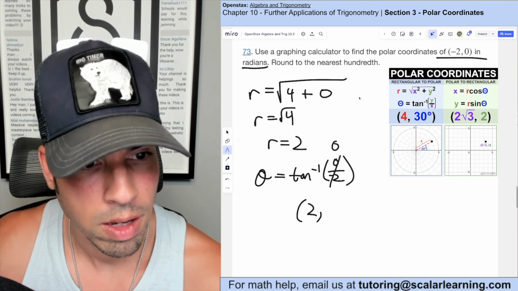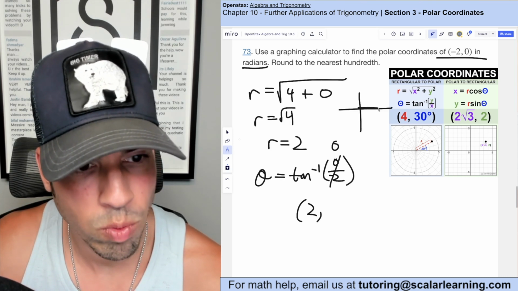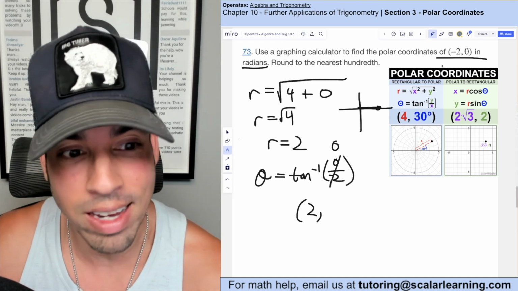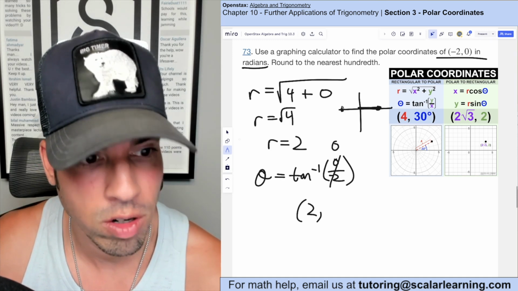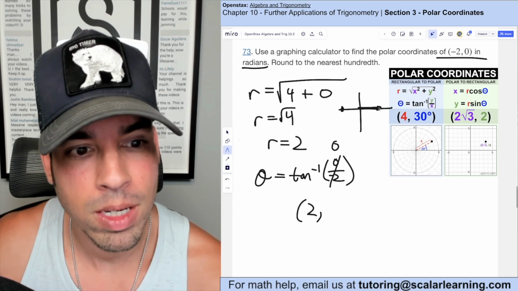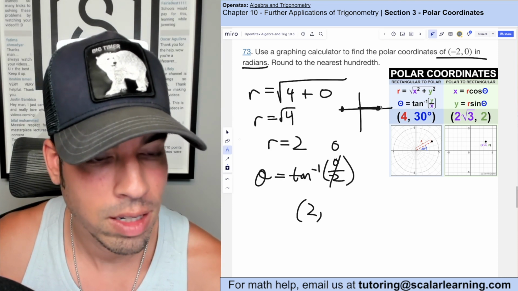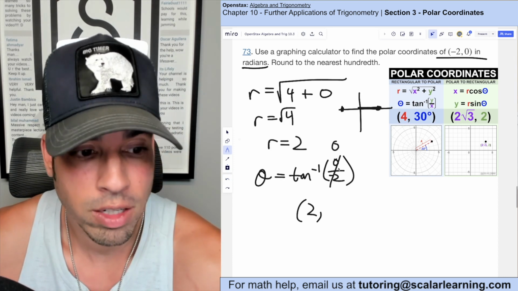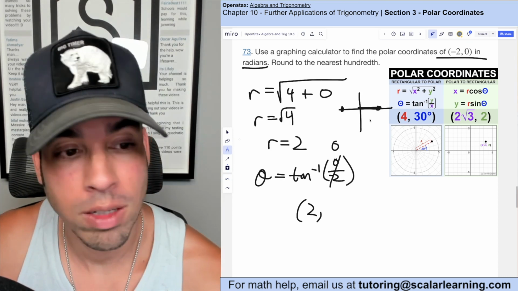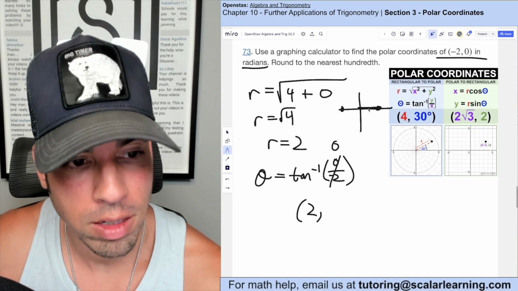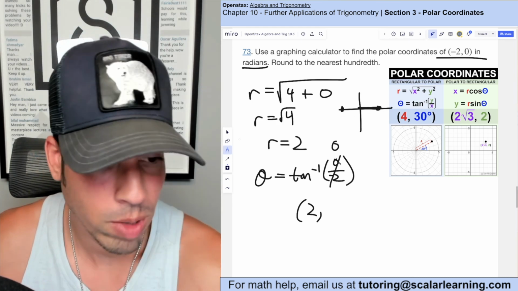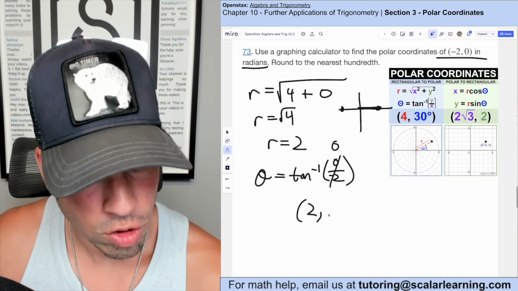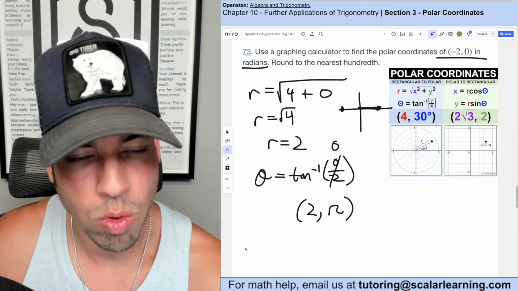But here's the thing. 0 radians would mean we're right here and we're out 2. But this original point, remember, was at negative 2, 0, which is out here. So what does that mean? That means that we have to go the other direction. So it's not 0, actually. The arctangent of 0 is actually going to be another angle on the left side of the x-axis, right? Same reference angle, which would actually be pi. So we can say 2, pi, that's the coordinate.